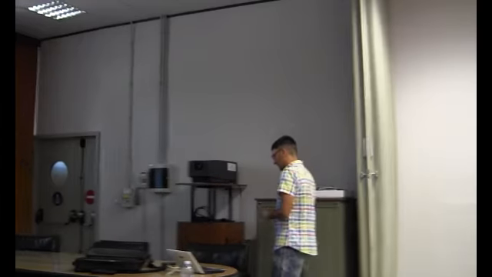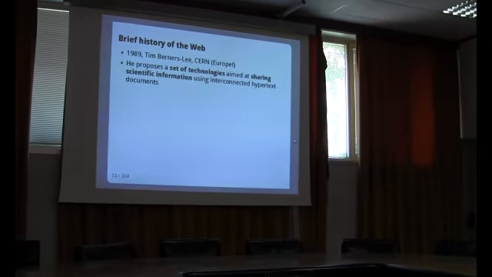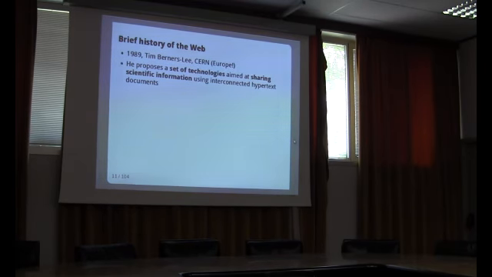So let's see the brief history of the Web. The Web was invented by Tim Berners-Lee at the end of the 80s, in 1989, and it was invented in Europe, differently from the internet that was invented by the US. The initial motivation for the web was just the need of sharing scientific information.